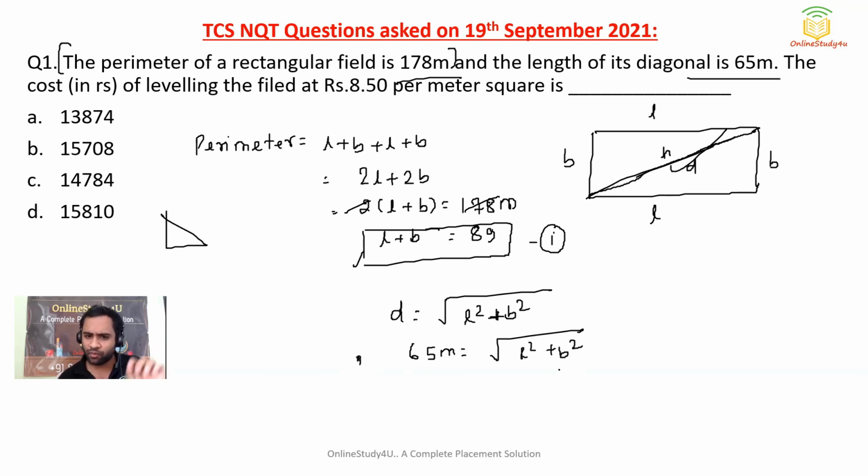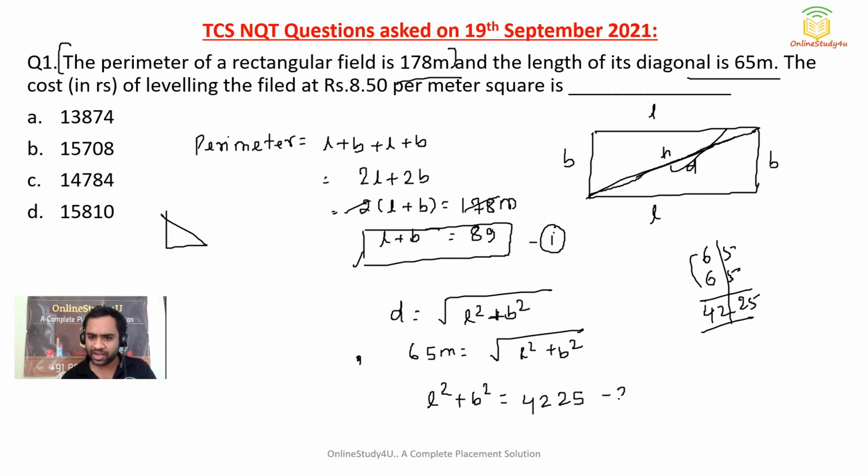Now what I did is square on both sides. So L square plus B square equals 65 square. I have told you how to calculate. 65 into 65: 5 5s are 25 and 6 7s are 42. So 4225. This is my equation 2.